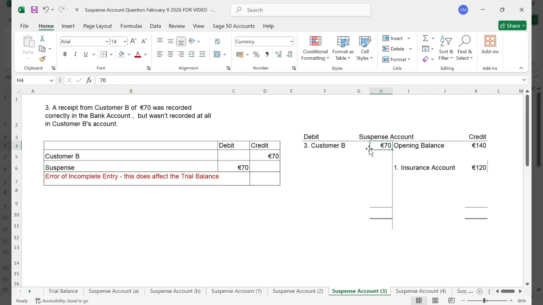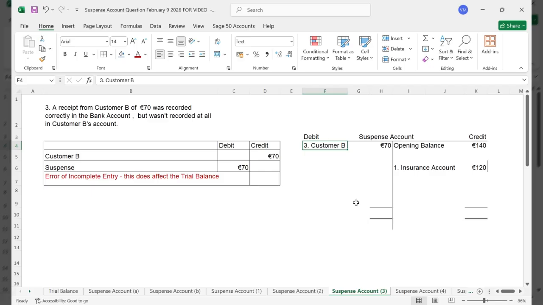We debit the suspense account with €70. Just to explain again, in this case we credit customer B with 70. We debit the suspense account with 70. The key thing is the figure, and the figure of 70 goes in as a debit. Customer B is where the other side of the 70 is. That's what you put in there. It's similar to what you usually do in your double entry.